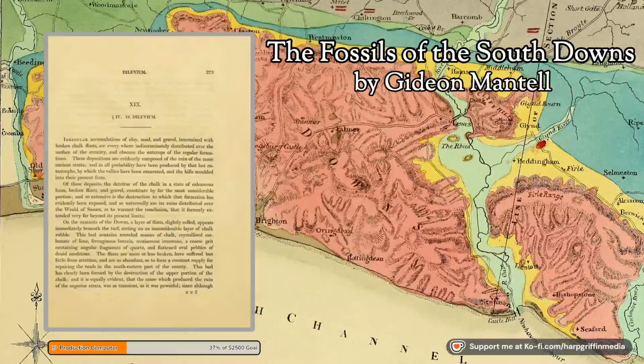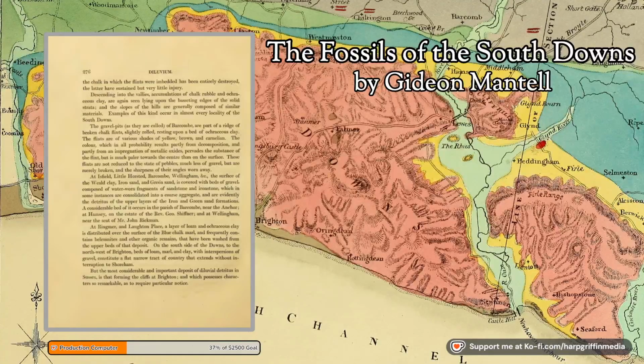This bed has clearly been formed by the destruction of the upper portion of the chalk, and it is equally evident that the cause which produced the ruin of the superior strata was as transient as it was powerful. Since, although the chalk in which the flints were embedded has been entirely destroyed, the latter have sustained but very little injury.